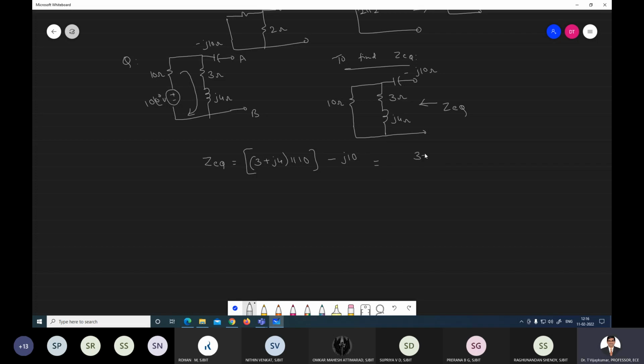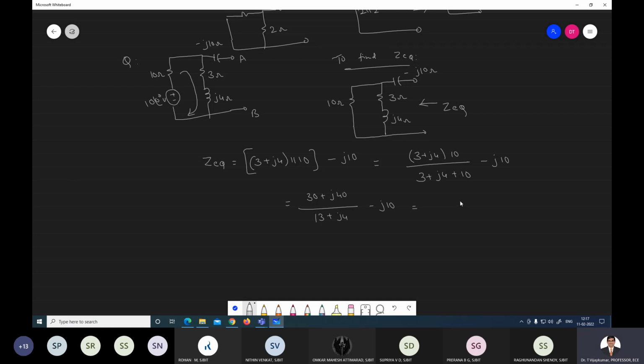This is 3 plus j4 into 10 divided by 3 plus j4 plus 10, that is Z1 into Z2 divided by Z1 plus Z2, minus j10. Now calculate this. We can multiply directly. We can convert polar to rectangular and rectangular to polar. Otherwise, you can multiply. 10 into 3 becomes 30 plus j40. Below this is 13 plus j4, and it is minus j10. Further, you simplify this.